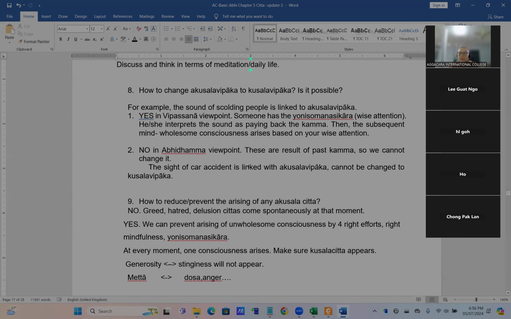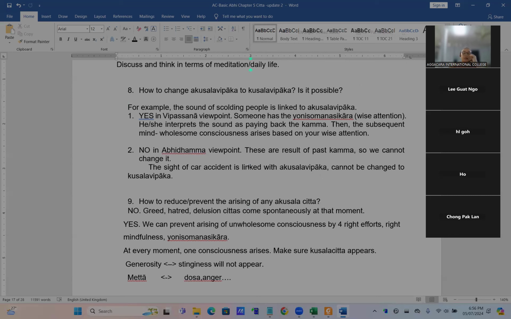Okay, if not, yes, we will take another break of 5 minutes. Because a lot of people might think that certain things are kusala, but actually it could be akusala also. So you have to learn what we mean by kusala and akusala very properly.